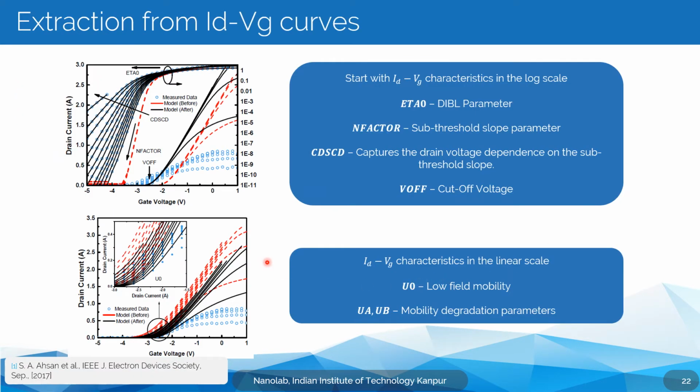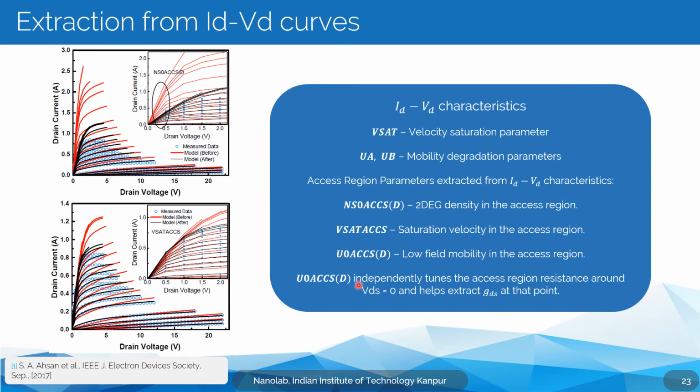So to summarize all the points I already made, these are the parameters we mainly work with in these regions of the IV characteristics. So eta naught, N factor, CDS/CD, V off in the subthreshold region, U naught, UA, UB in the linear region. And for the output characteristics, there are a number of parameters. VSAT, UA, UB are fine-tuned.